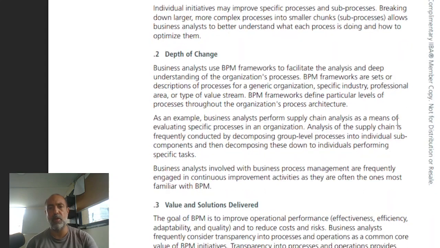What about the depth of change? Business analysts use BPM frameworks to facilitate the analysis and deep understanding of the organization's processes. BPM frameworks are set descriptions of process. So the depth of change revolves around the effectiveness and efficiency of a process or the value generated. There are a set of descriptions of processes for a generic organization, specific industry, professional area, or a type of value stream. So BPM frameworks define particular levels of processes through the organization's process architecture.